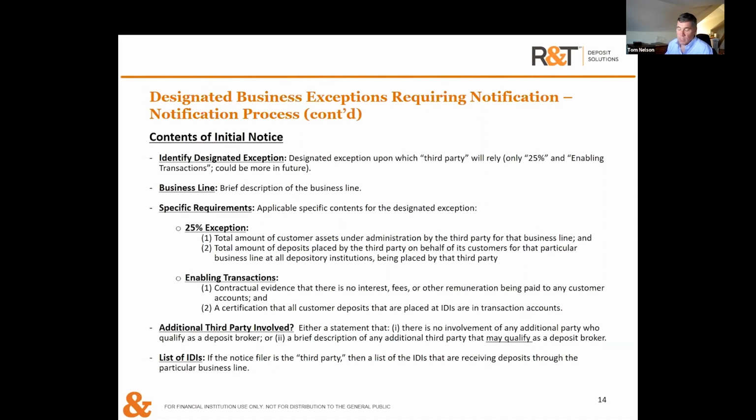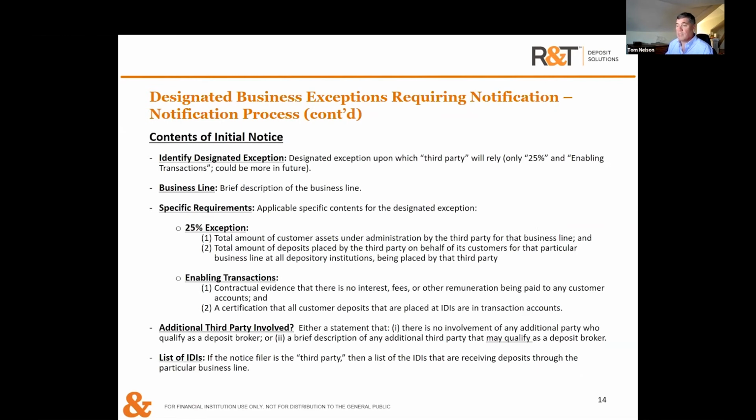What does one of these entities need to provide to the FDIC? They're going to have to select which of the exceptions they're looking at, enabling transaction or third party or 25%. They're going to have to give a brief description of the business line. The business line becomes important to make sure that they're looking at the business line in a proper way.